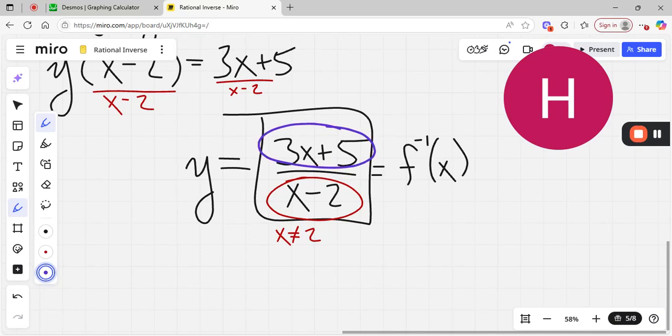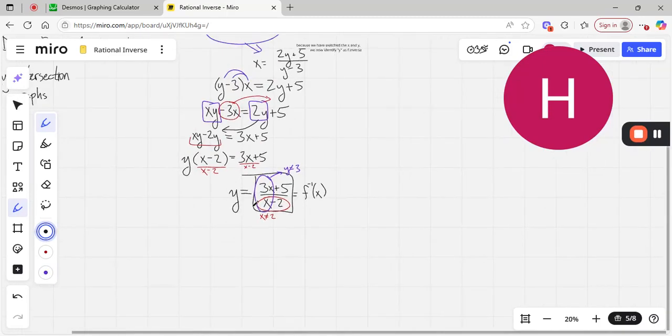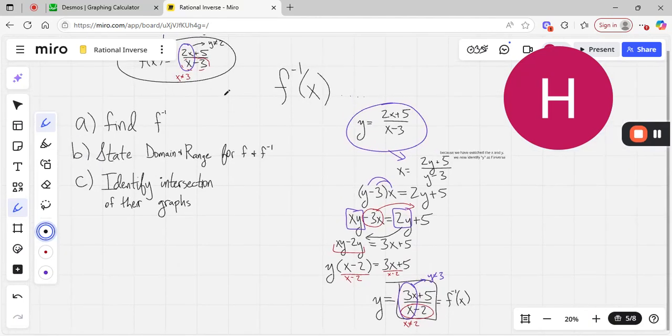Let's also discuss the horizontal asymptote. We have the same degree on top and bottom, which means we can compare the leading terms, 3x over x. That gives us y equals 3, which means y cannot equal 3 for the inverse function. And if you look at the x and y restrictions, they are switched between the inverse and the original function. The original function does not allow x equals 3, and the inverse function does not allow y equals 3. The original function does not allow y equals 2, and the inverse function does not allow x equals 2.